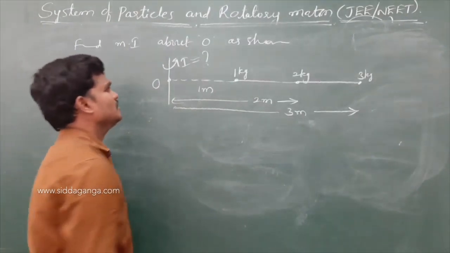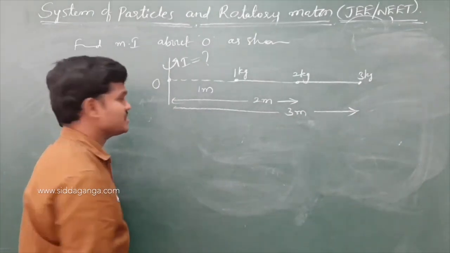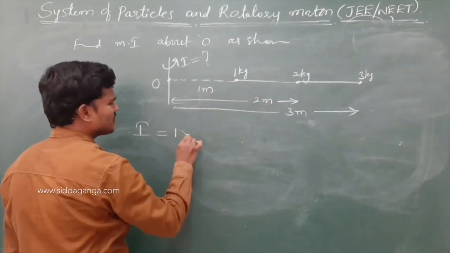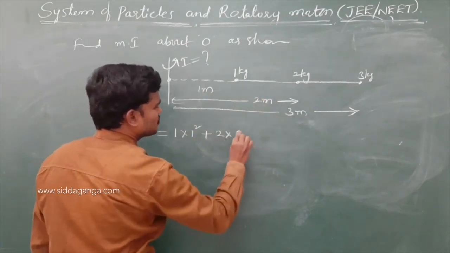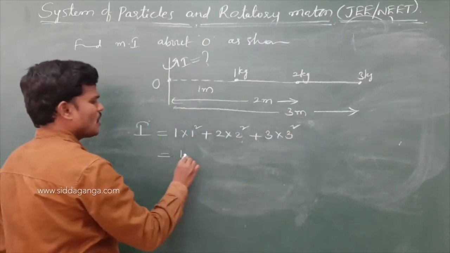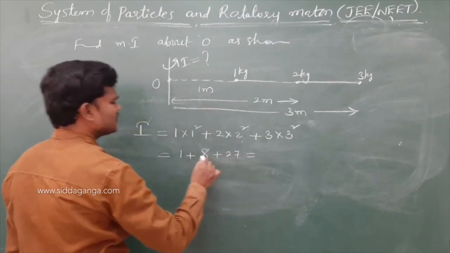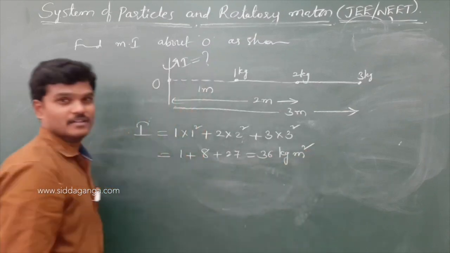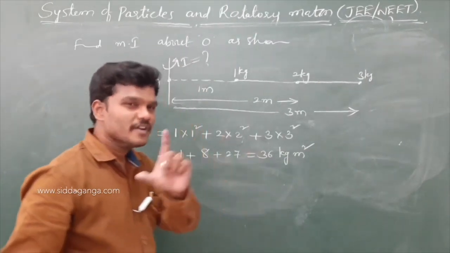Simple question this is. Moment of inertia is nothing but the product of the mass of the body and the square of the distance. So I equals mass times the square of distance. The first particle has mass 1, square of distance 1 square. The second particle is 2, at a distance of 2 square. The third, 3 square. So 1, then 4 times 2 is 8, and 9 times 3 is 27. So 1 plus 8 is 9, plus 27 gives 36 kg meter square. Very basic level of question. Moment of inertia means mass and square of distance.